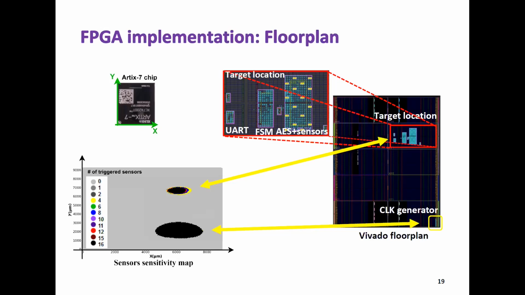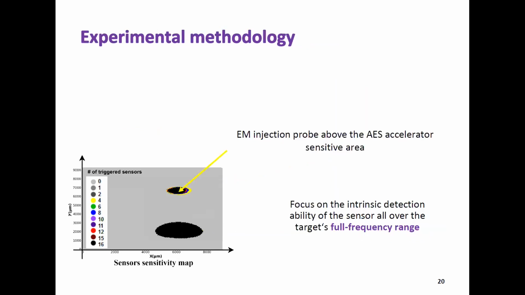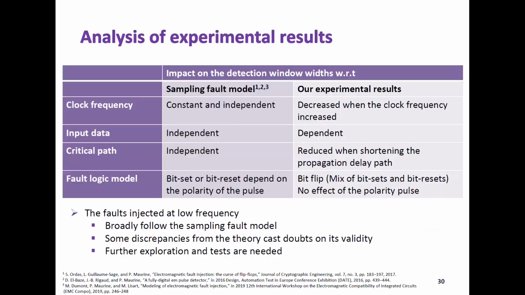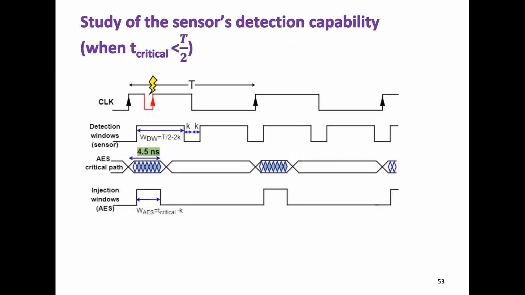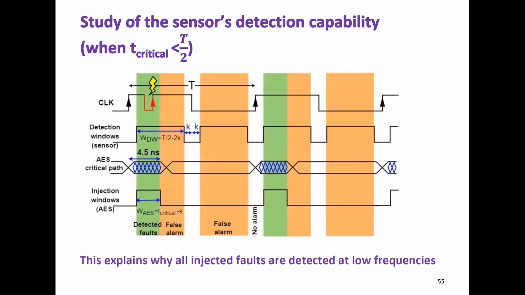I don't know if you remember the last slide. This false alarm is the false positive. I show you how we obtain it. I obtain a false alarm when I report a fault in the AES, but it is not actually a fault in the AES. I'll show you in which case: when T critical is less than T over 2, after the end of the AES window, we obtain a false alarm.